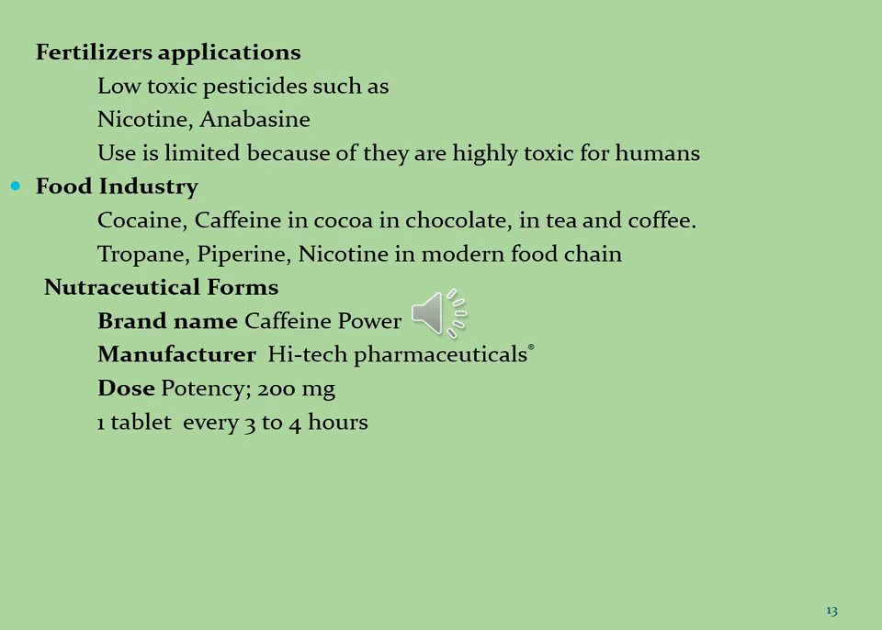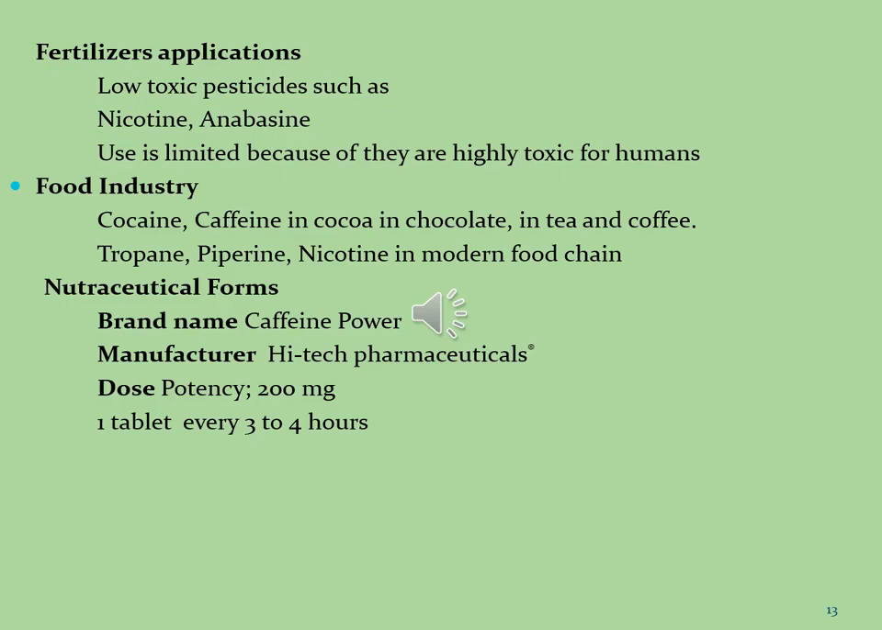You can also see the phytoconstituents of alkaloids are used in the food industry. For example, cocaine, caffeine in cocoa, in chocolates, in tea and coffee. Similarly, tropane, piperine and nicotine are used in modern food chains.